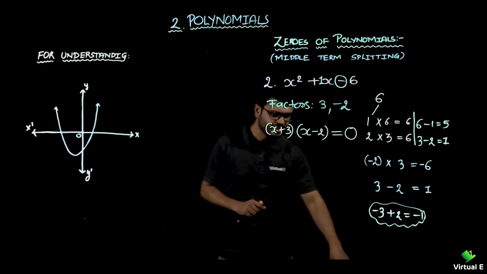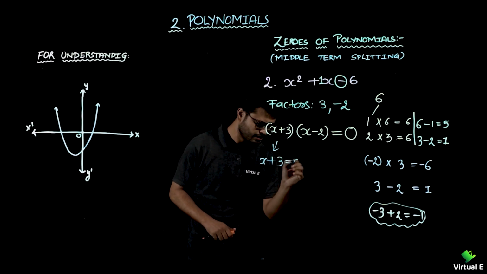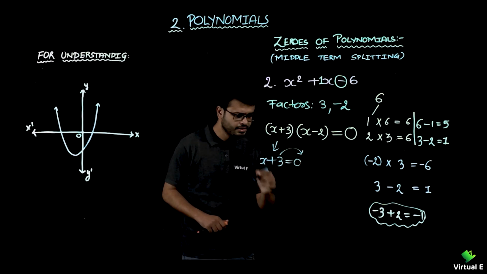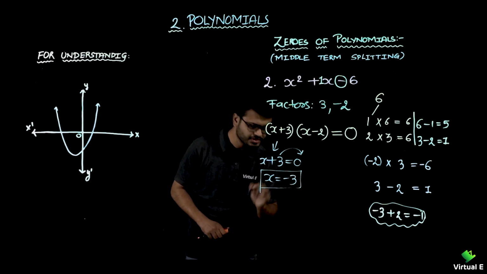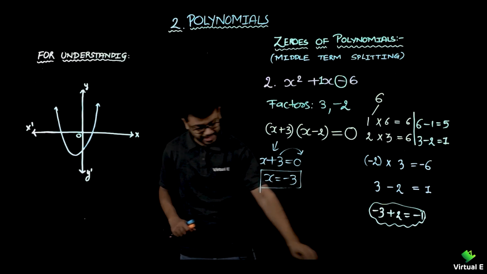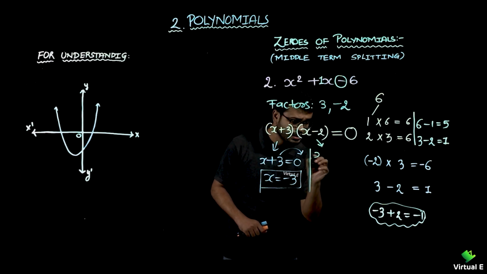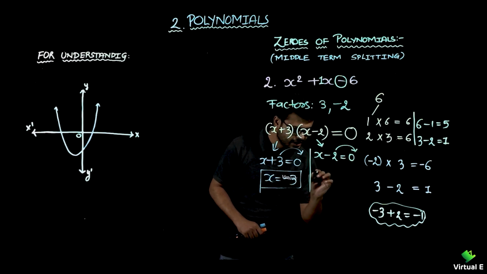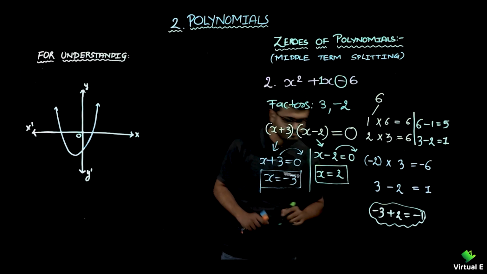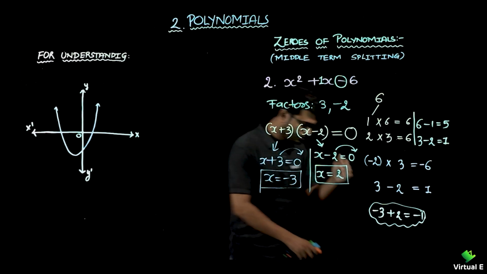Now either of them can be 0. Let me take this as 0. So that will be x plus 3 is equal to 0. If I shift over here, that will be x is equal to minus 3. So my first zero is x is equal to minus 3. Then this other can be 0 as well. So x minus 2 is equal to 0. Let's shift over this side. So that is x is equal to 2. This is my second zero. So what are my two zeros? x is equal to minus 3 and x is equal to 2.